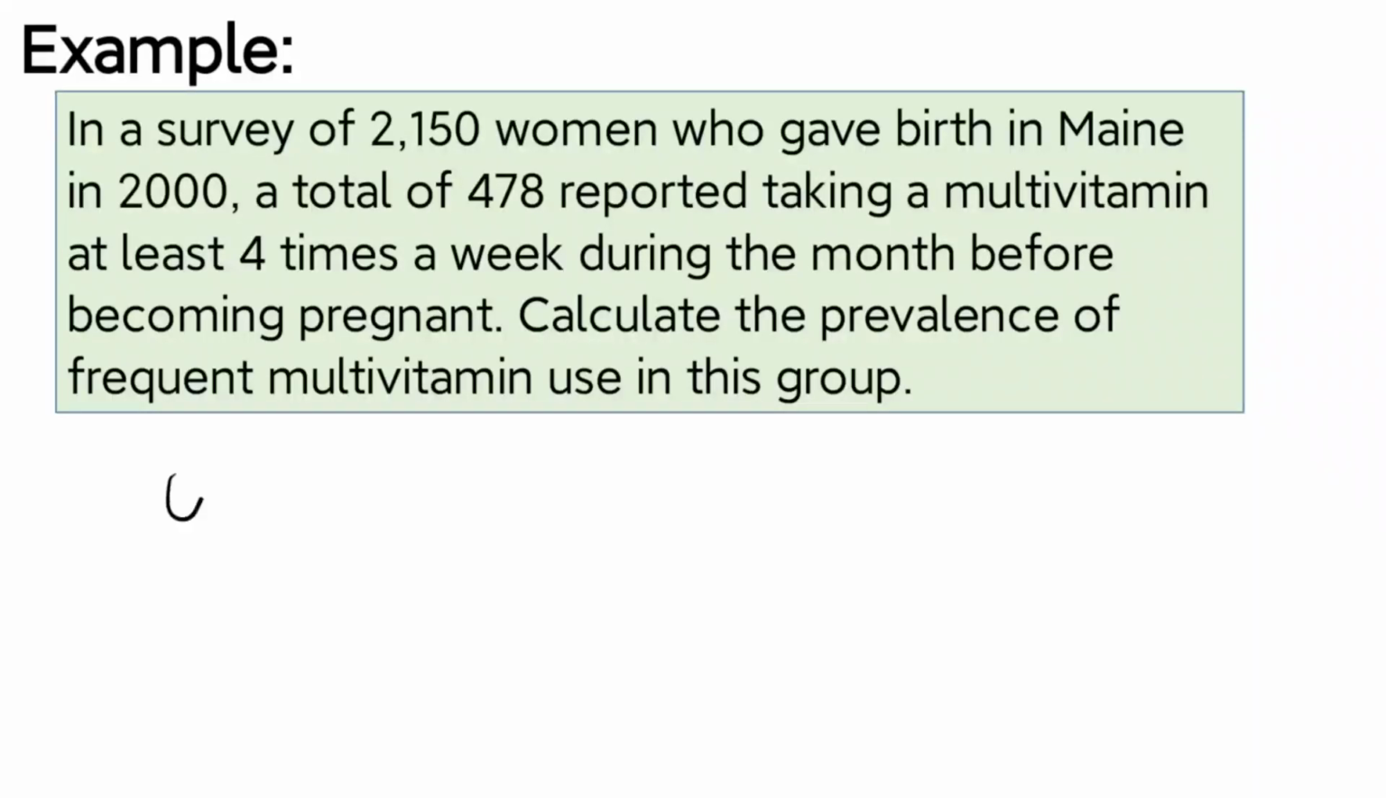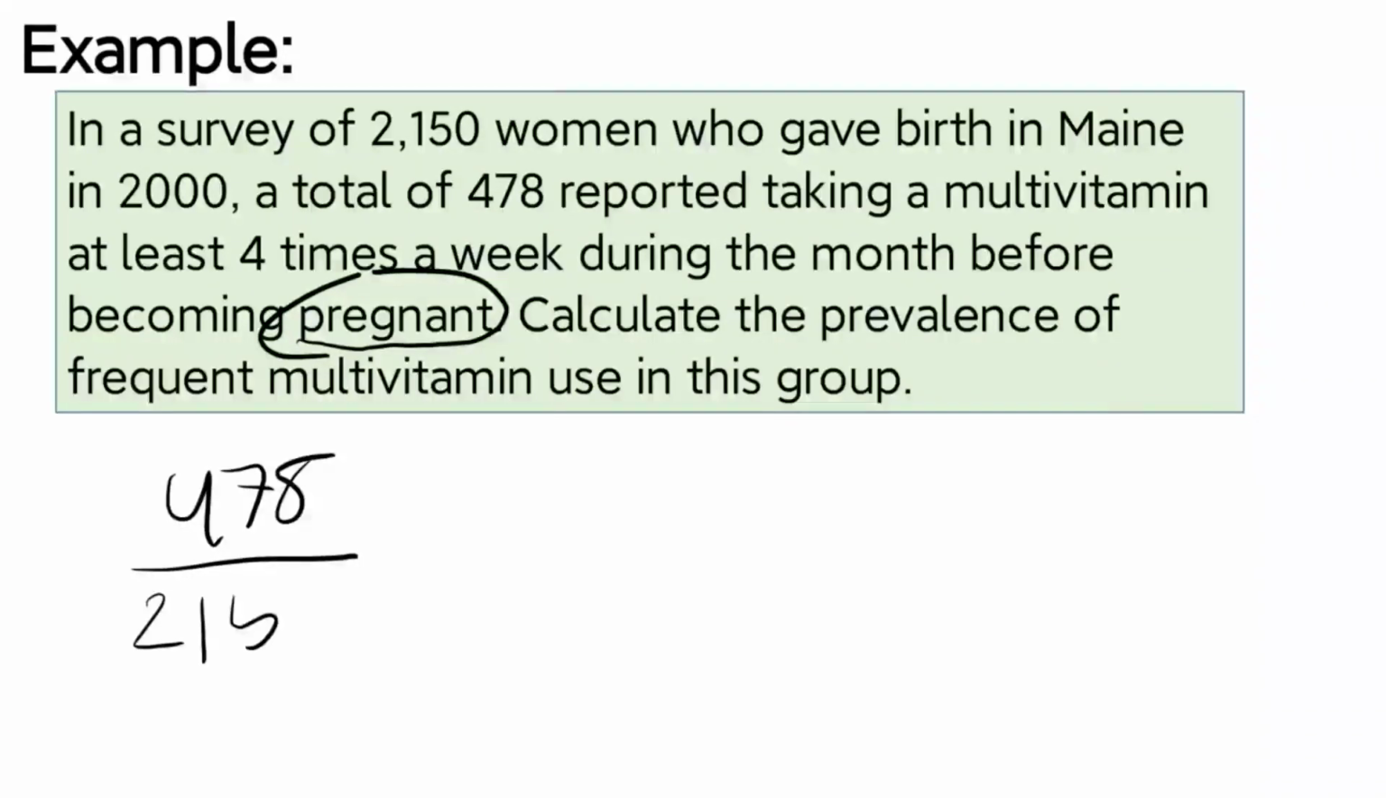So, 478. Tapos, yung total population ng mga babae, no? Kasi pregnant, so basically mga babae, no? So ilan ba ang total na tinanungan ng survey? So 2,150. So this will be your denominator. Tapos multiplied by 100 kasi hindi na naman binanggit yung factor.